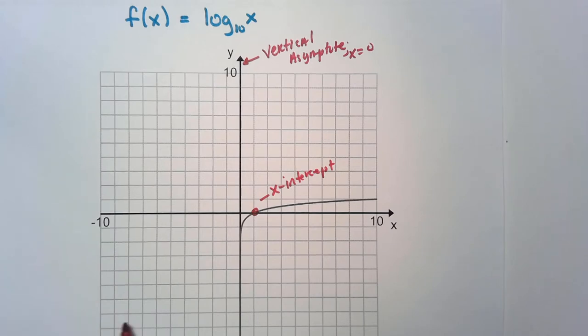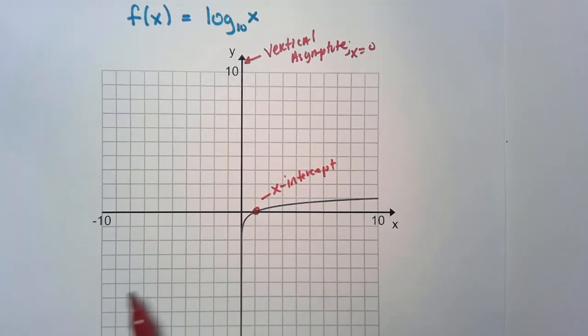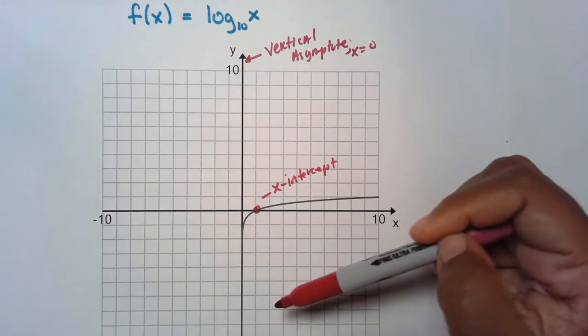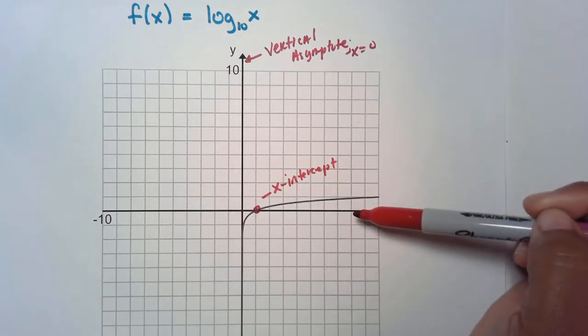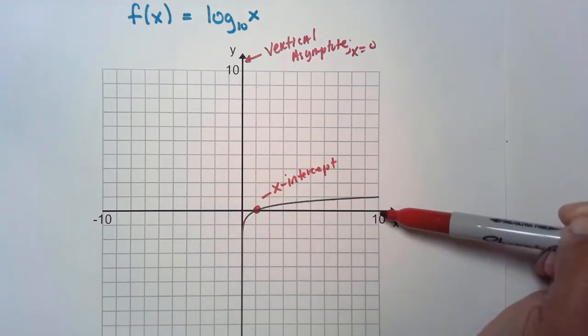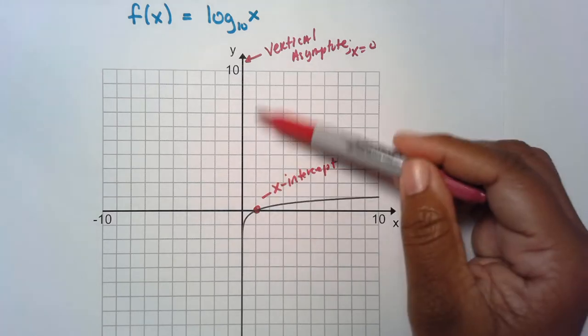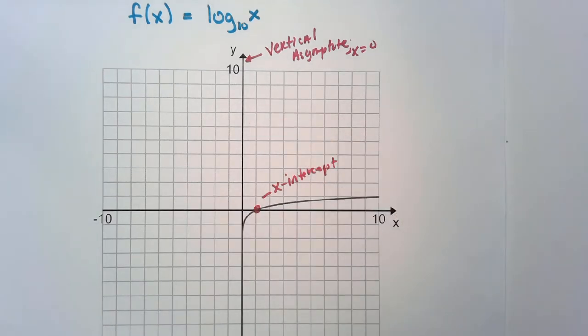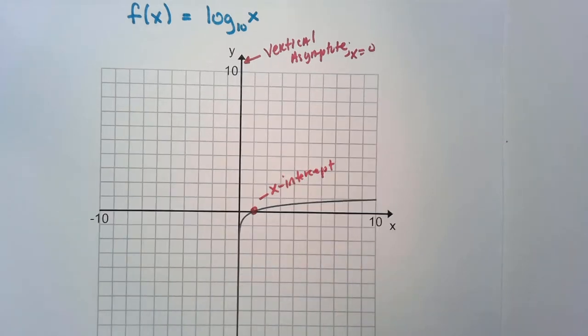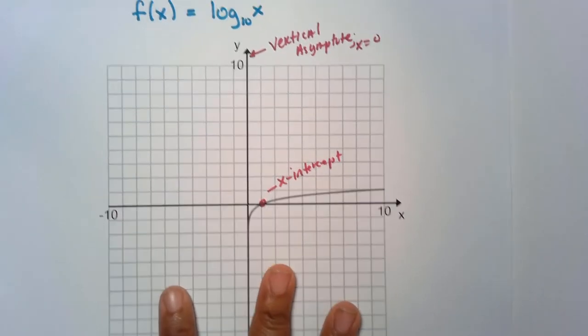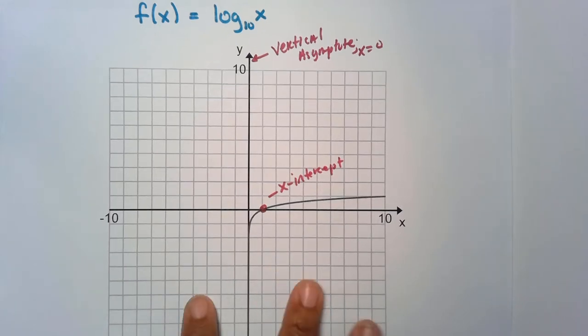As you read this from left to right, the domain is going to be from 0 to positive infinity, but the range is going to be from negative infinity to positive infinity. Remember the range, we're looking at all of the y coordinates. So this is the type of graph that we will be looking at.